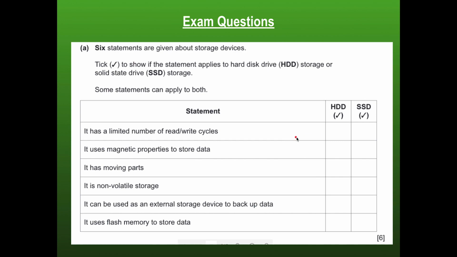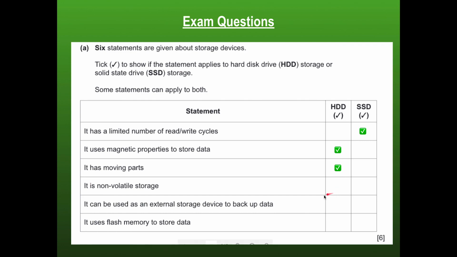So first of all, it has a limited number of read-write cycles. Well, what we've mentioned, that is one of the disadvantages of an SSD. It uses magnetic properties. So we only have one magnetic storage type. It's not solid state, so it's our HDD. It has moving parts. Well, there's no moving parts in an SSD. It's a chip. It is our HDD that has the magnetic disk spinning and the moving read-write head.